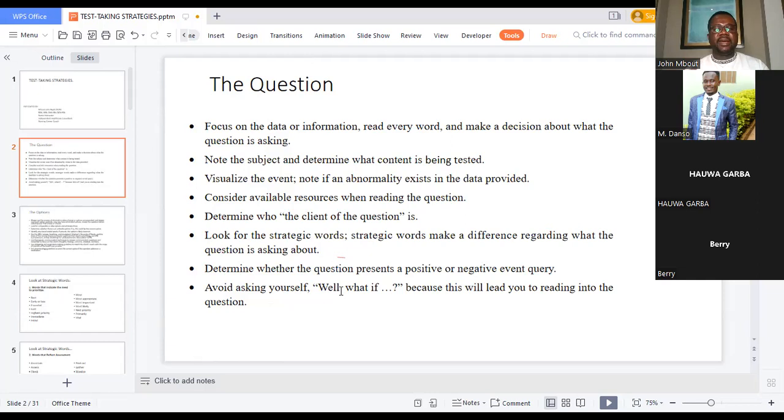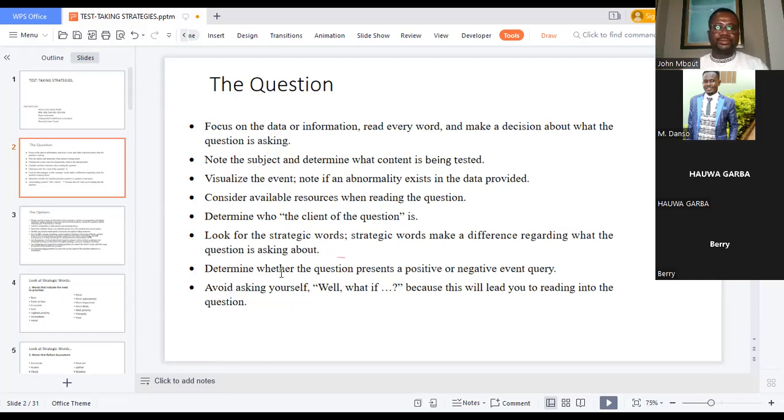Like you are explaining a discharge medical history to a patient who is going home, and you want to be sure the patient understands what you just explained. So the question will ask you to pick out options that determine that the patient understands what you're saying. Okay, this is a positive event query.